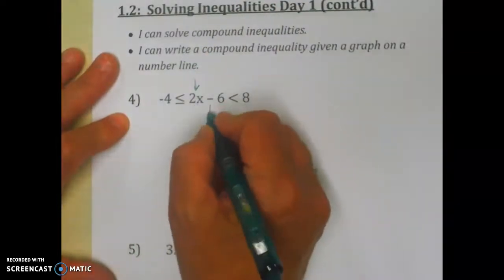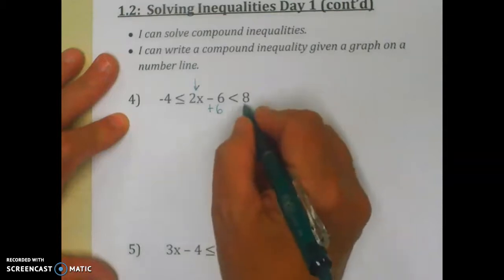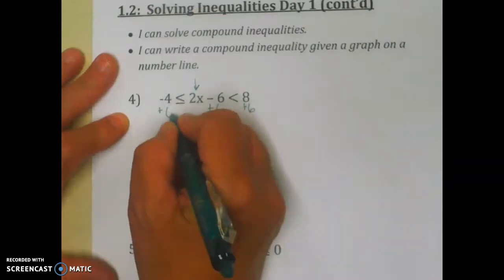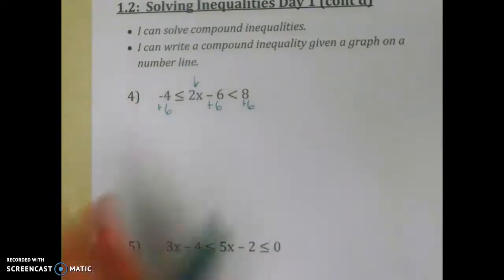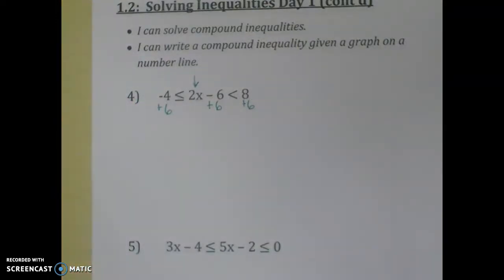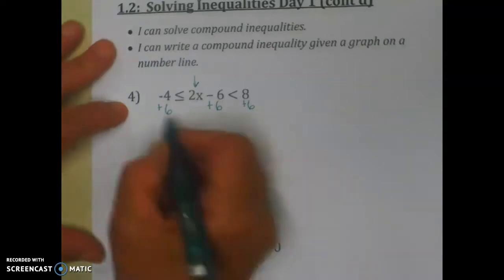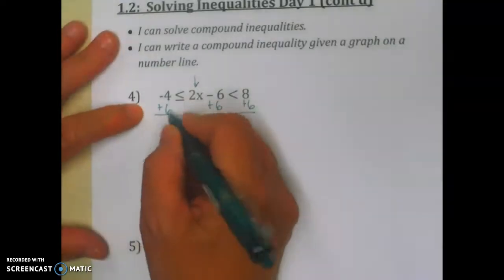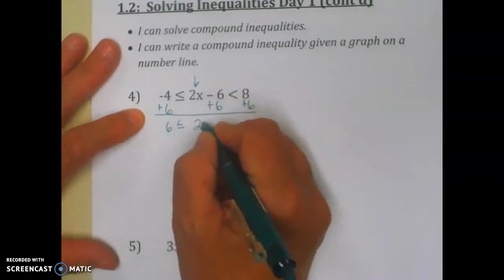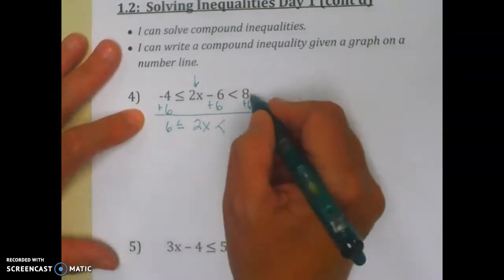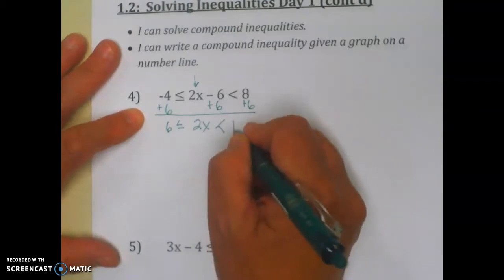So in order to do that, I would have to add 6. And you have to add 6 on each side of an inequality that is attached to it. So these 6s can't be in the same area. They all have to be separated by inequalities in order for this to work. Then when I do that, I get negative 4 plus 6 is 2. And I get 2x here because that cancels. And then 8 plus 6 is 14.